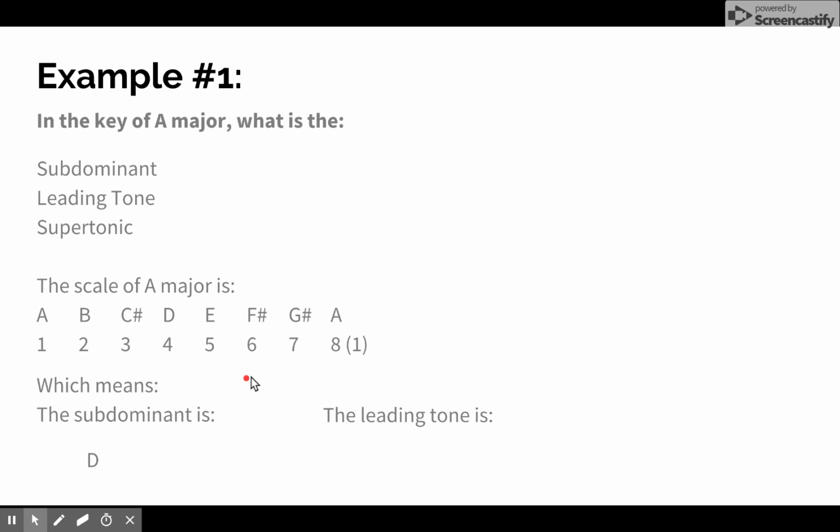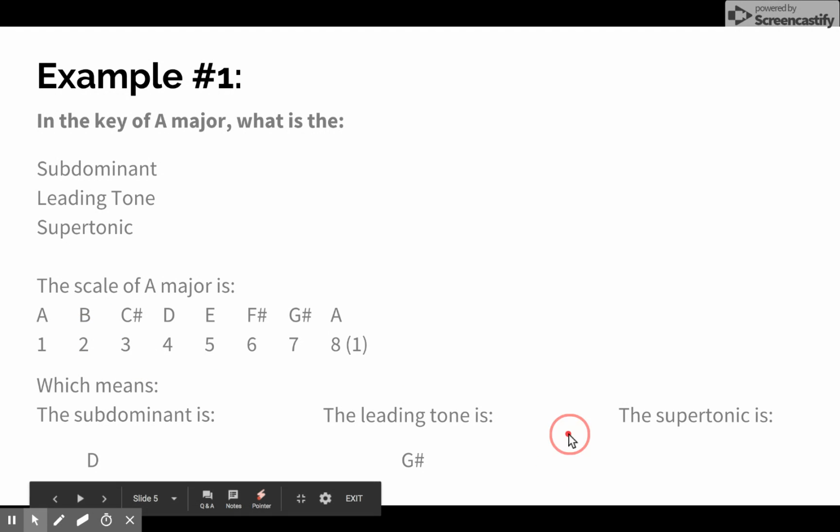The leading tone is the seventh degree of the scale. So my answer is going to be G sharp. And the supertonic is the second degree of the scale. So my answer is going to be B.